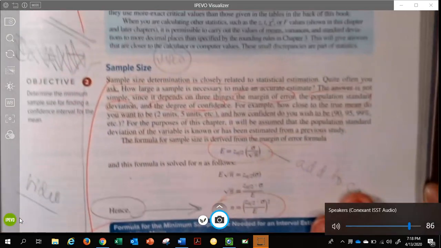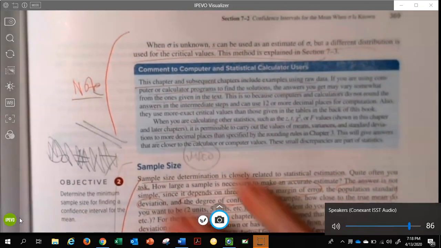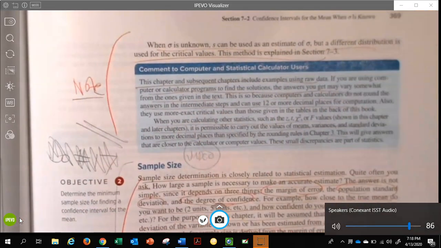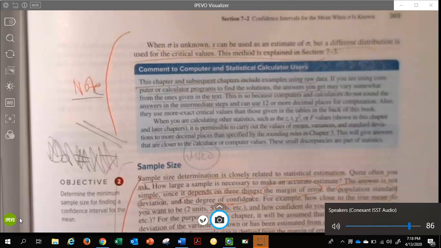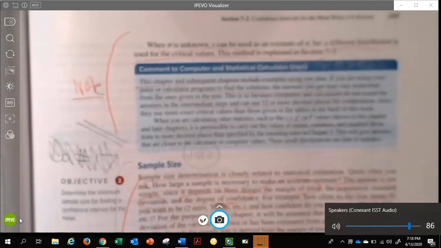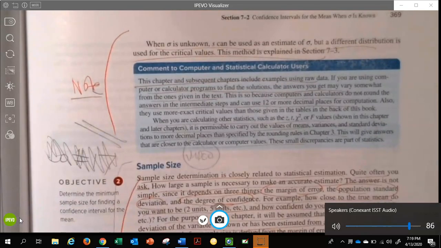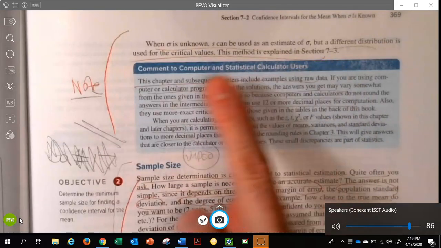Just a little bit more to read, and remember, you can hit pause at any time and go back and look back over this. And at the top of 369 it says, when sigma is known, S can be used as an estimate of sigma, but a different distribution is used for the critical values, and hence that's going to bring us to our next section, and it's going to be when we start talking about this thing called T. And it's going to be explained in 7.3.